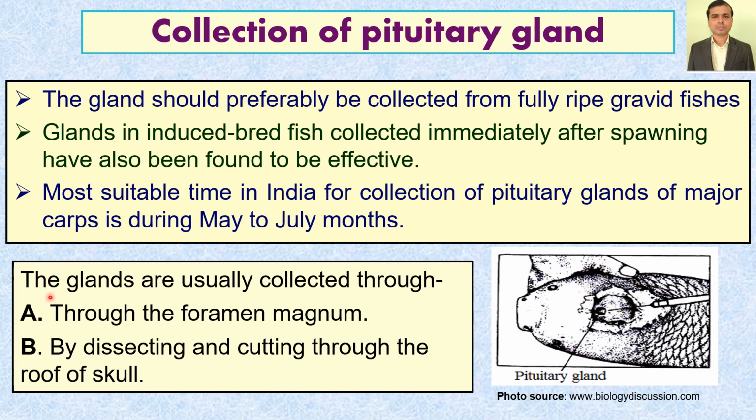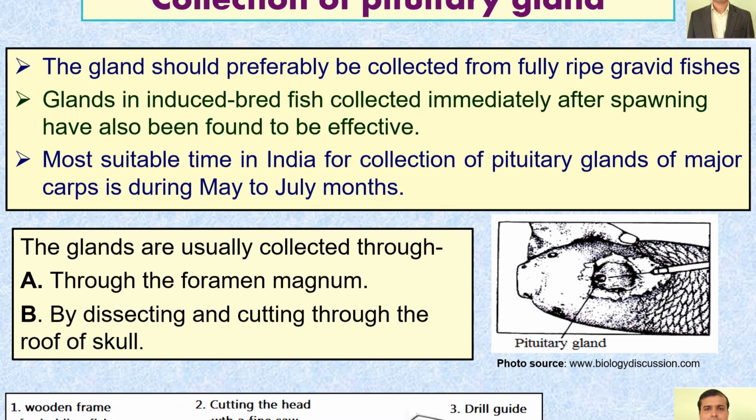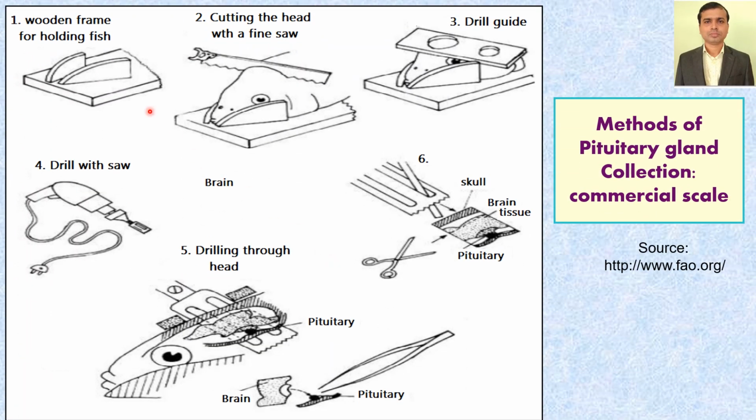Firstly, through the foramen magnum, and the second method is by dissecting and cutting through the roof of the skull. In this diagram, I am showing the collection of pituitary gland by cutting through the roof of the skull in Labeo rohita. This diagram in this slide explains the method of pituitary gland collection on a large scale.